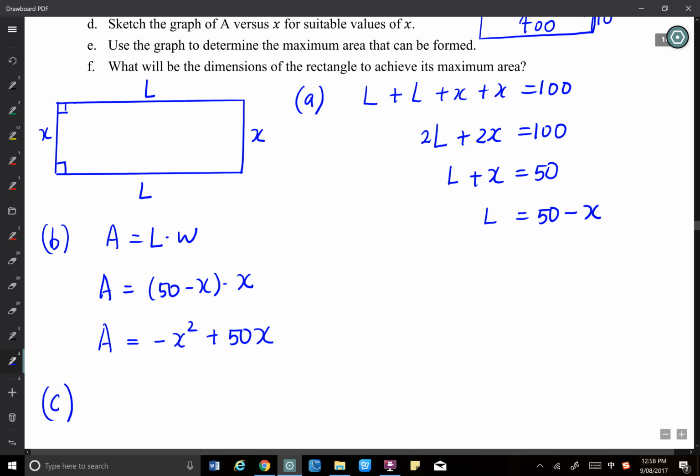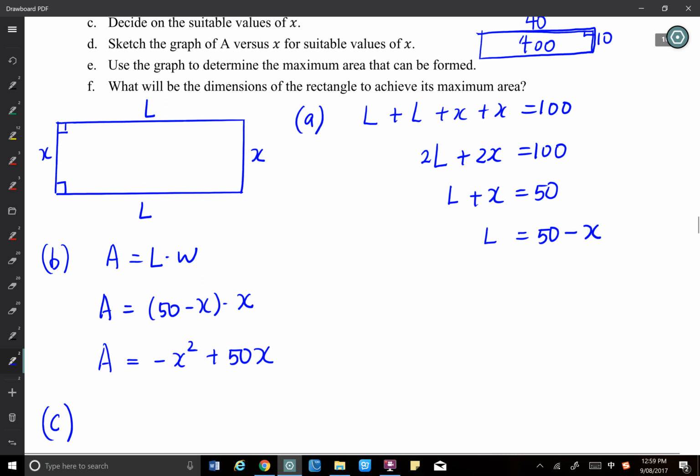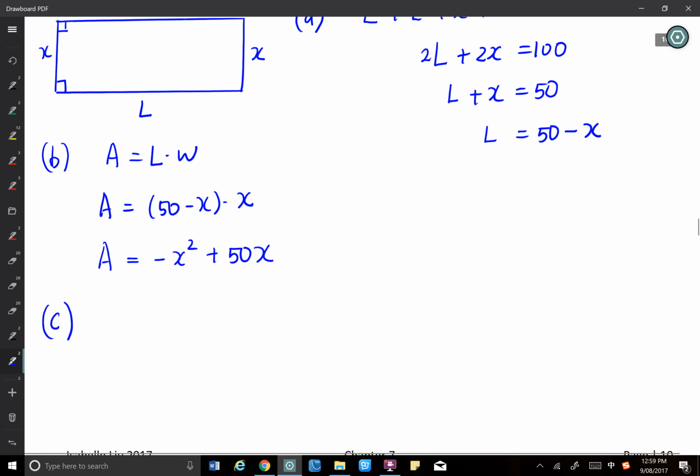Okay, for C, what do you think will be a suitable value for x? Can x be negative? No. Can x be 100? It can't be too large and it can't be too small. So what will be the boundary values? It needs to be greater than 0 and less than 50.